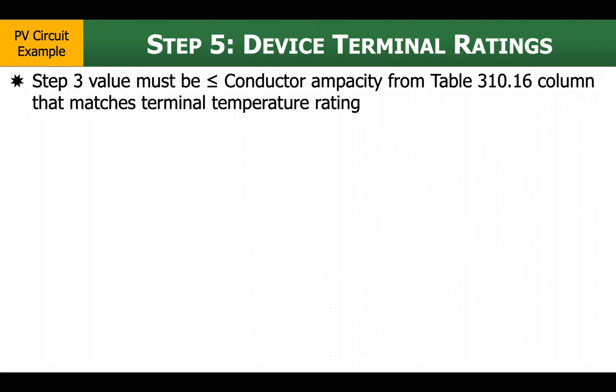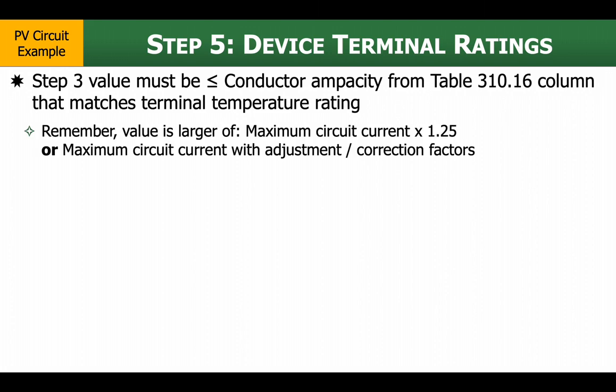So thus far, we've been doing all of our corrections based on the rating of the insulation of the conductor. Now we're going to move over to the column that matches the rating of the terminal. If we're less than whatever the ampacity of the wire is in that column, then we're not going to go over that temperature and we're going to be okay. All right, so the bigger value, our step 3 value, either maximum circuit current times 1.25 or maximum circuit current with adjustment and correction factors. So we had 11.7 amps as our maximum circuit current, divided by 0.7 for ambient temperature correction, divided by 0.5 for those 12 current carrying conductors in conduit, and our step 3 value was 26.9 amps.